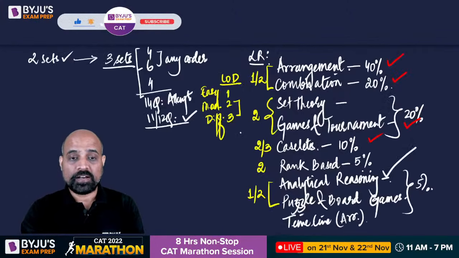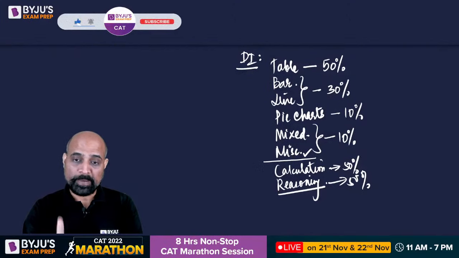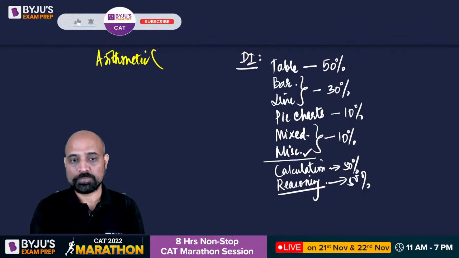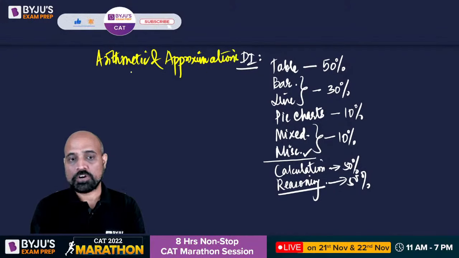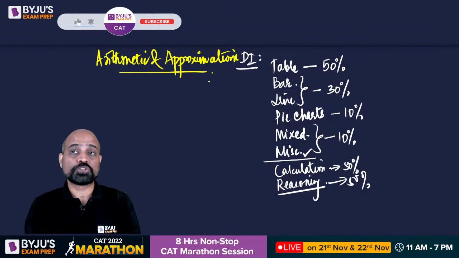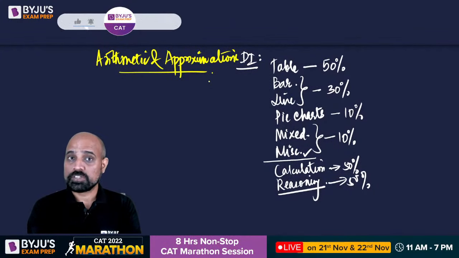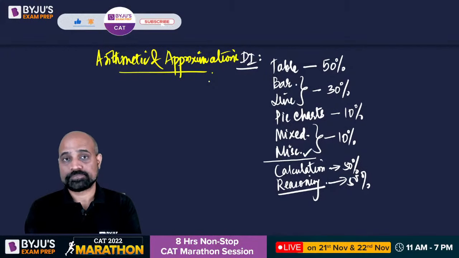Now, the best way to practice DI is you should be very, very good with arithmetic and approximations. बहुत ही ज़्यादा ज़रूरी है. Now, when it comes to approximations, you should be very good with approximations of fractions and percentages. You should be very good with ratios. You should be very good with averages. उसके बिना कोई चारा नहीं है.